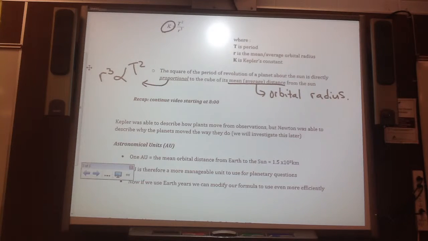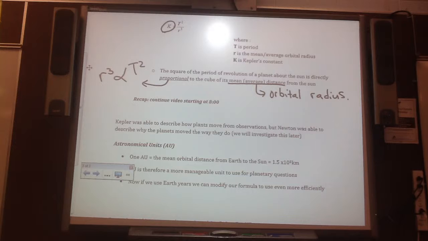So Kepler was able to describe how planets, not plants, change that to planets. Change it to planets. Not plants. Who's not a botanist.